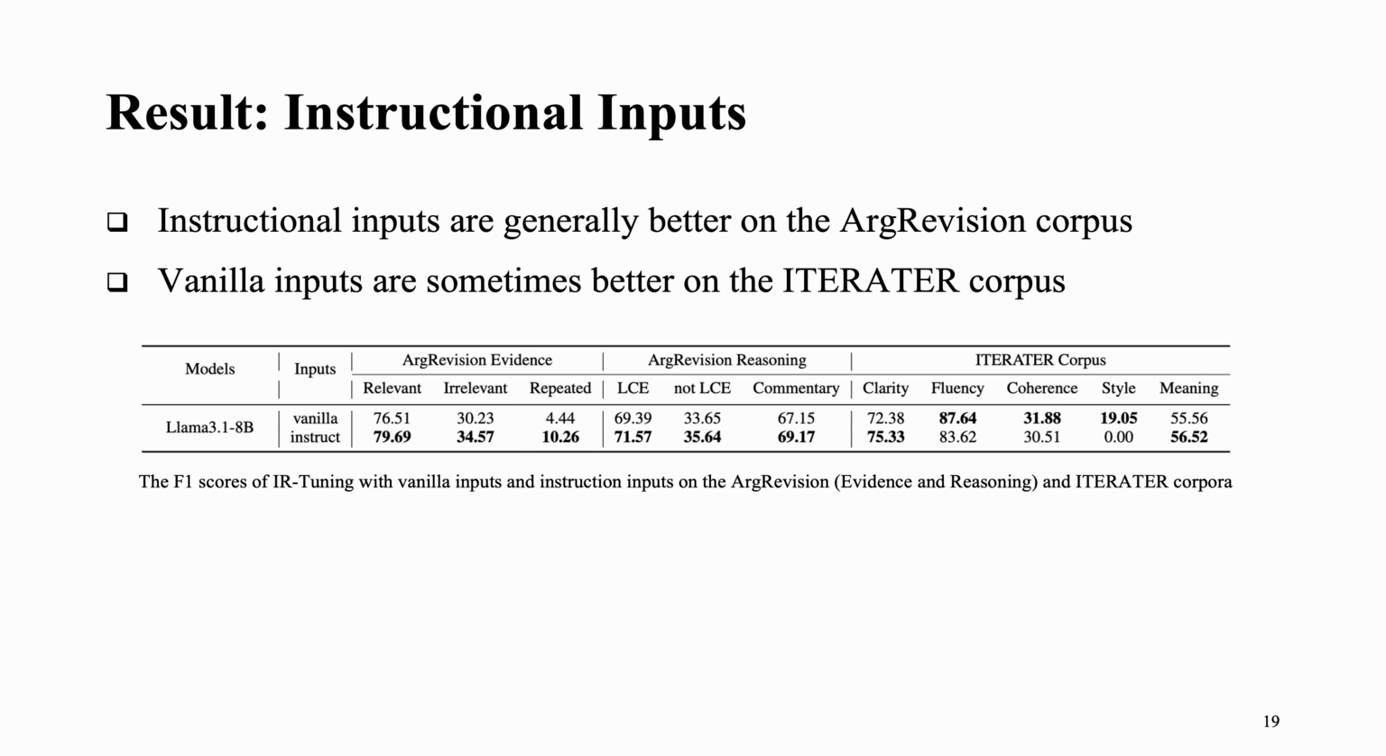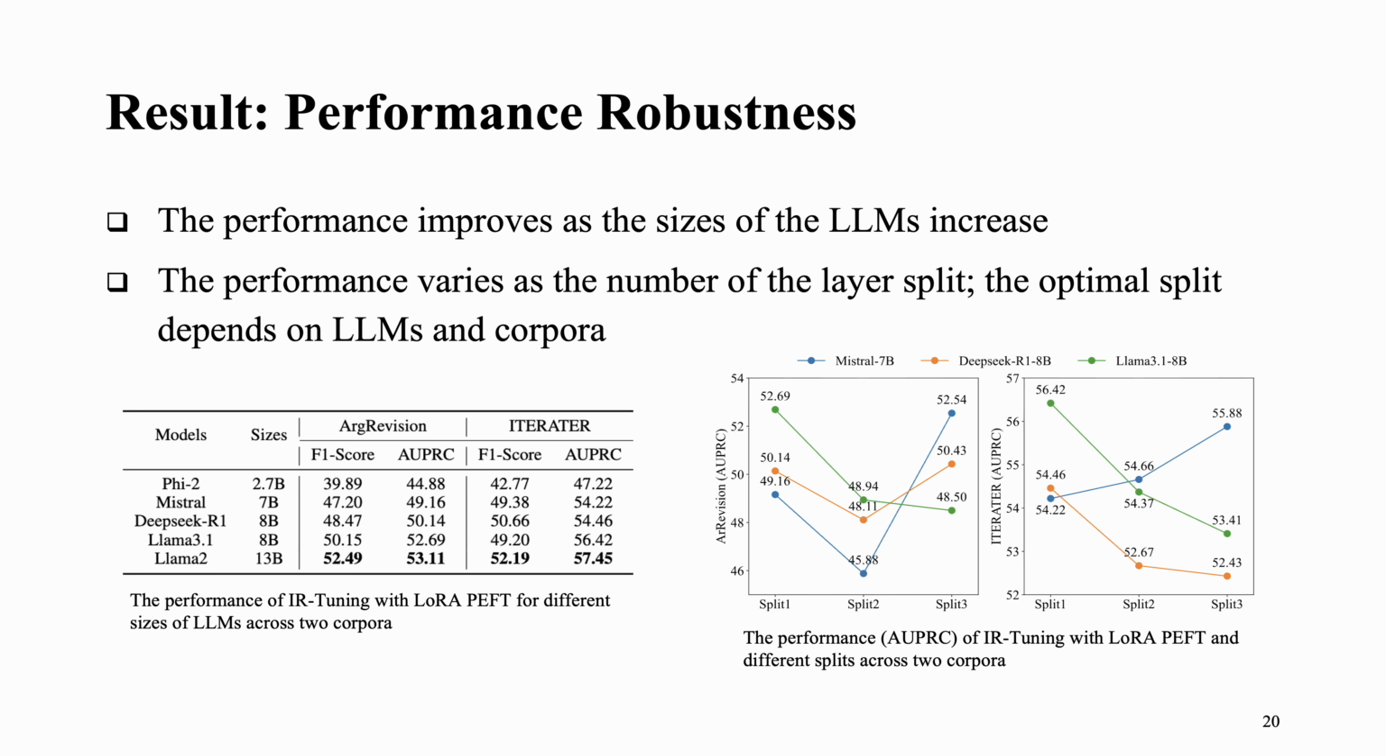We compare instructional inputs and vanilla inputs. So generally speaking, instructional inputs are better on the aggregation corpus, but vanilla inputs are sometimes better on the iterator corpus. Also, the performance improves as the sizes of the large models increase. The table on the left shows the performance of large models ranging from 2.7 billion to 30 billion.